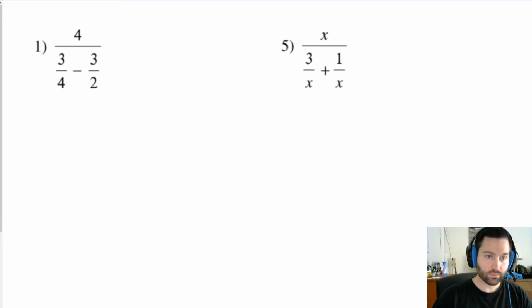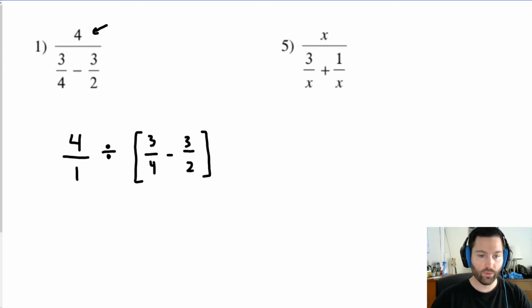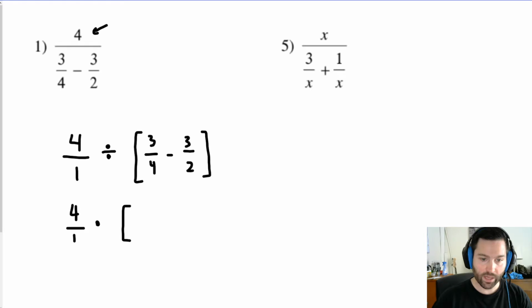In the numerator, I need to make sure that I write it as 4 over 1. And then I'm going to write that as divided by, in parentheses here, 3 fourths minus 3 halves. And then what I'm going to do is take and flip both of those in order to rewrite it. So it'd be 4 over 1 multiplied by, and I'm going to still use a bracket here, 4 thirds minus 2 thirds. You're going to flip both of those. You flip everything in the denominator.